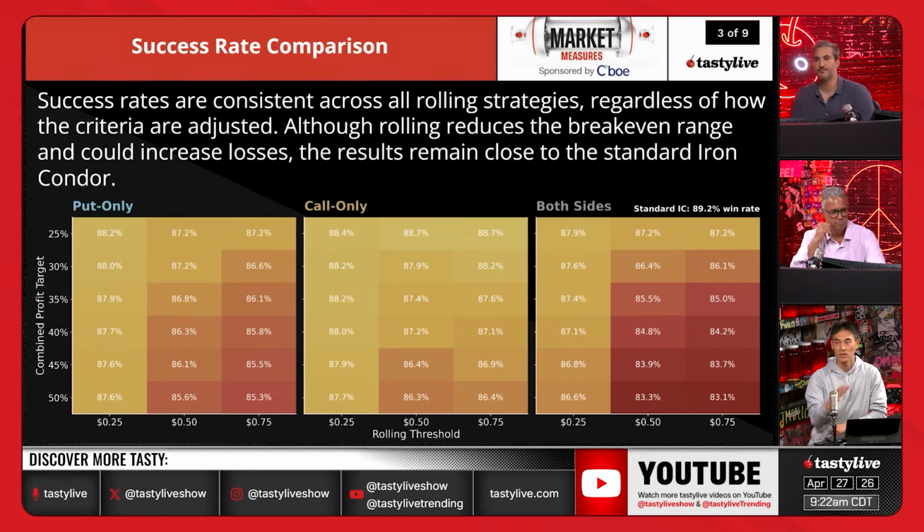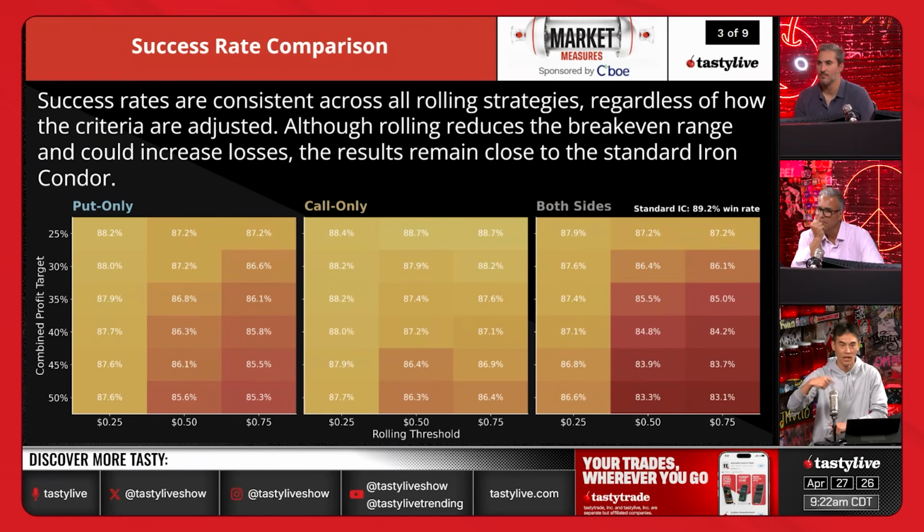So the next one is the success rate. This is pretty consistent with what we've seen before. If you roll, you get your strikes much closer to the stock price. Definitely, you're going to sacrifice some of the success rate, right? You're going to have more whipsaw on both sides after rolling. But the good thing is, if you look into those numbers, they are not far away from the original iron condor.